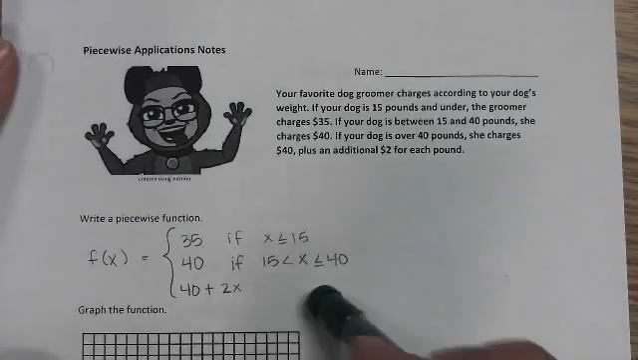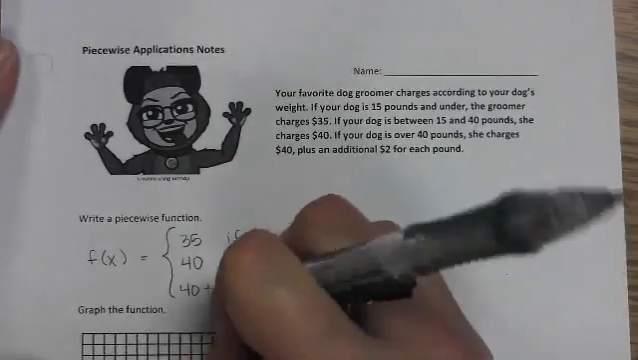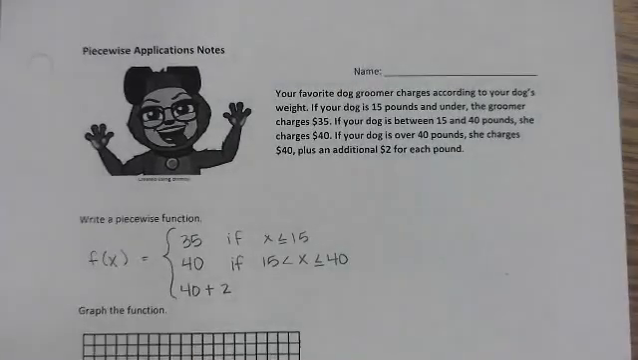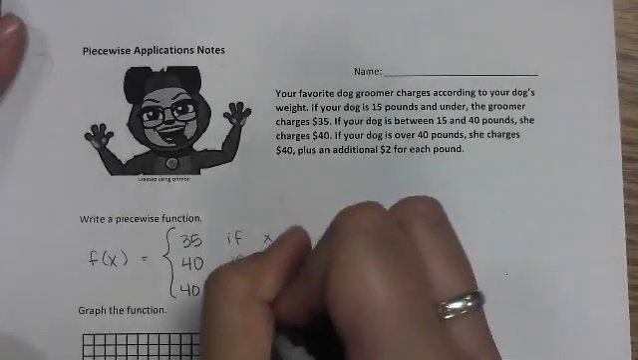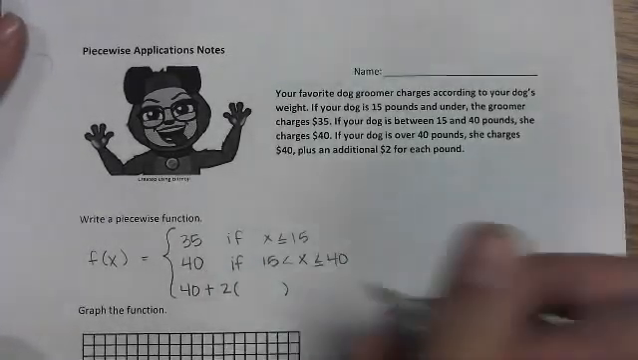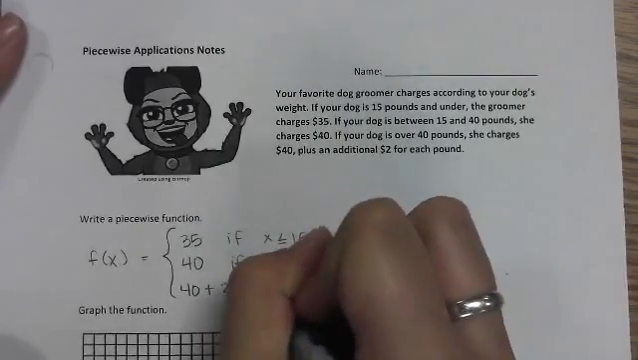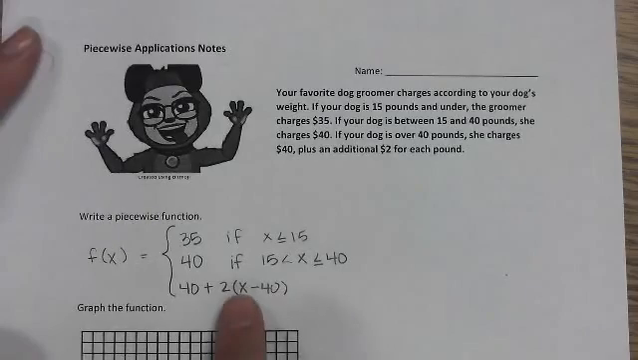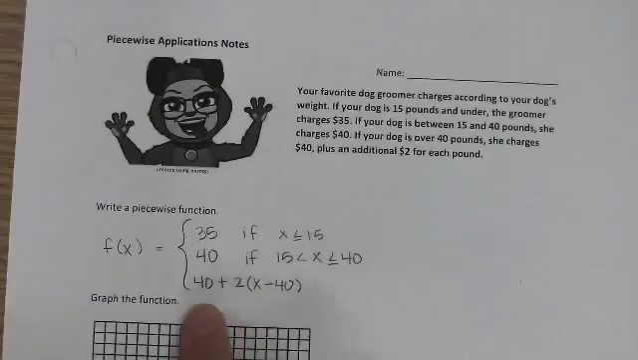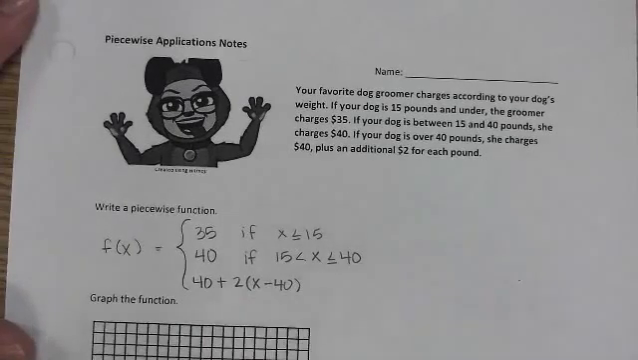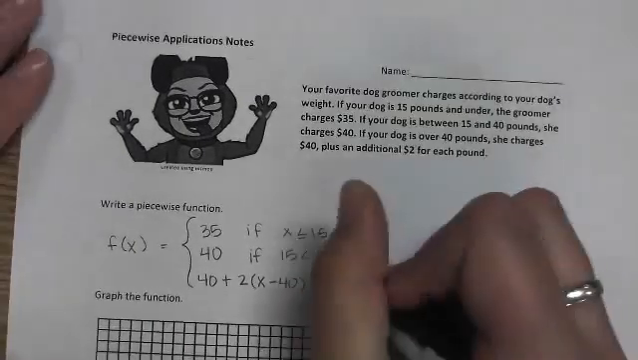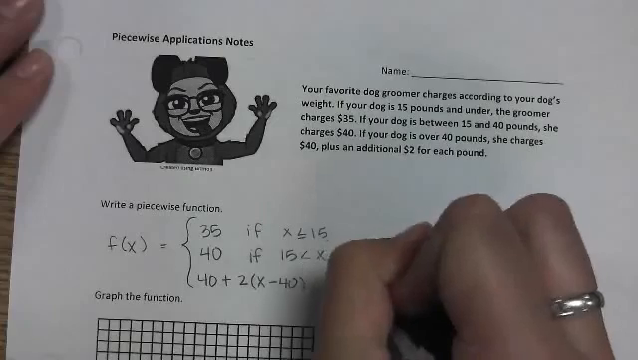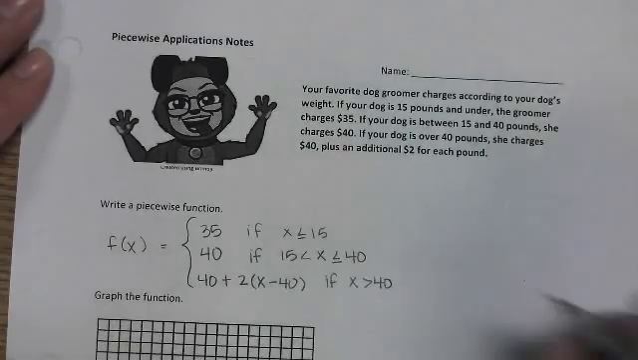So we don't want to think of this as just plain old x here. I want to know how many pounds above 40 pounds that dog is, because it's the additional pounds. So what I'm going to do is put parentheses here, and I'm going to say the pounds of the dog take away 40. So if we have a 45-pound dog, then we would do 45 take away 40 is 5 pounds over. And then we'd say $40 plus 2 times the 5 pounds over that they went. And we're going to say this is the case if x is greater than 40.